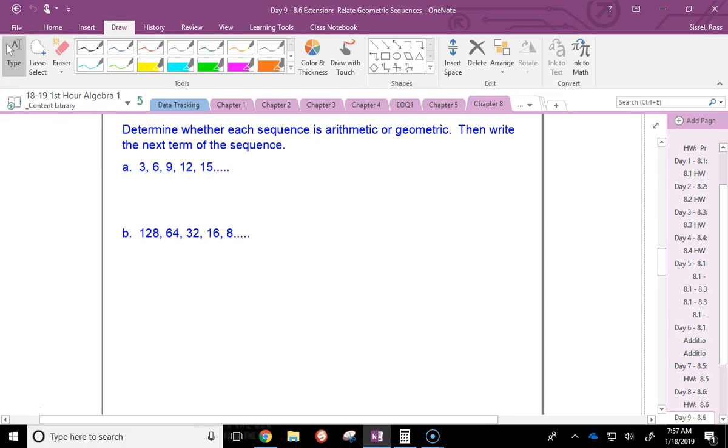Don't shout the answer. I want everyone to know their answer, and they can write down what they think. Determine whether each sequence is arithmetic or geometric. Then write the next term of the sequence. For A, it goes 3, 6, 9, 12, 15. Decide, is this arithmetic or geometric? Remember, if it's arithmetic, your difference is adding or subtracting. If it's geometric, we're multiplying or dividing.